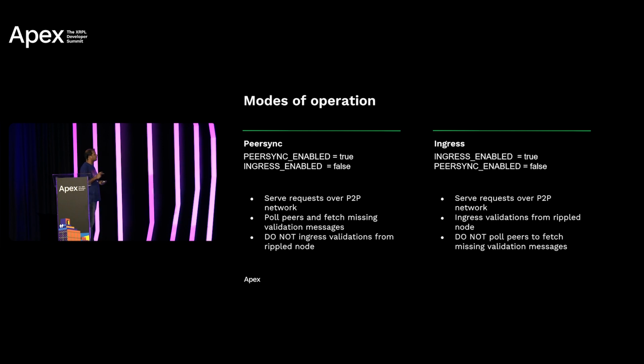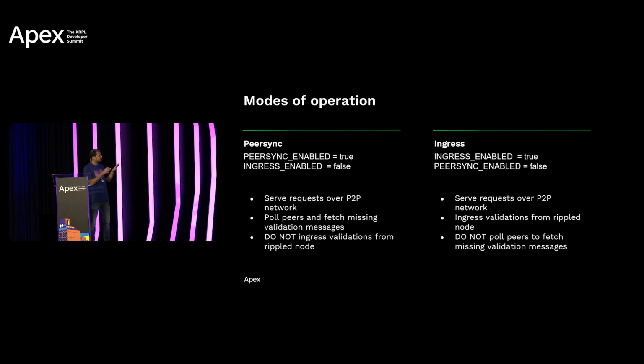Now, there are 2 modes of operation. You can switch this flag, peering enabled or ingress enabled, either true or false, whichever you want. In the peering mode, it will not connect to the local RippleD. It will only fetch validation messages from its peers and store them in the database, and it will serve requests. If somebody requests validations from me, it will serve them. Ingress mode is the exact opposite. It will not fetch from the network. It will only fetch from RippleD. But if somebody asks me, give me messages, I will serve them.